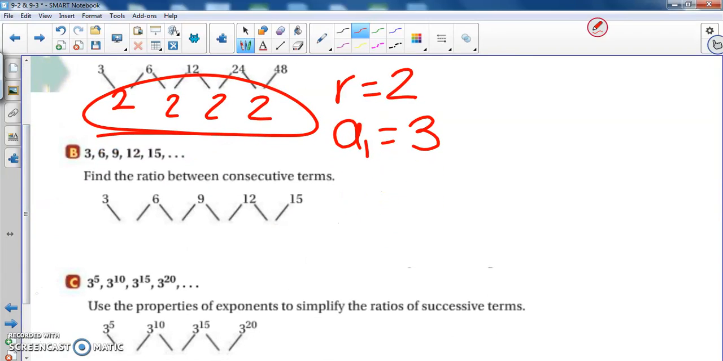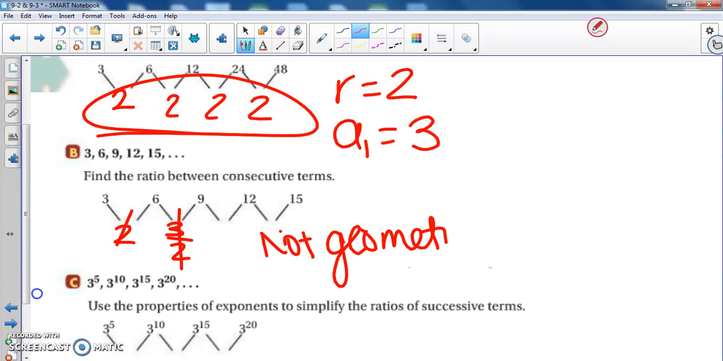Now we have 3, 6, 9, 12, 15. 6 divided by 3 is 2. 9 divided by 6 is 3 over 2. These are not the same, so these are not geometric.